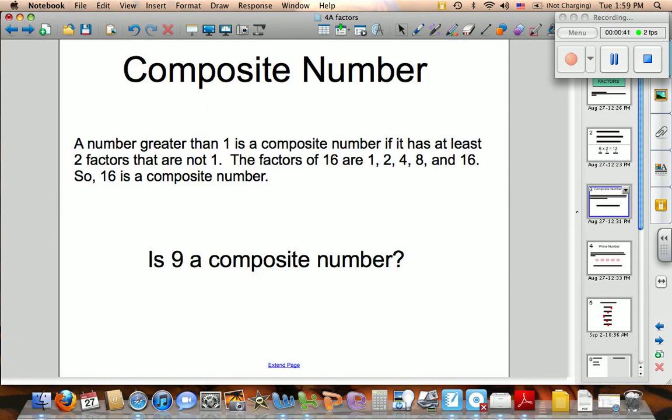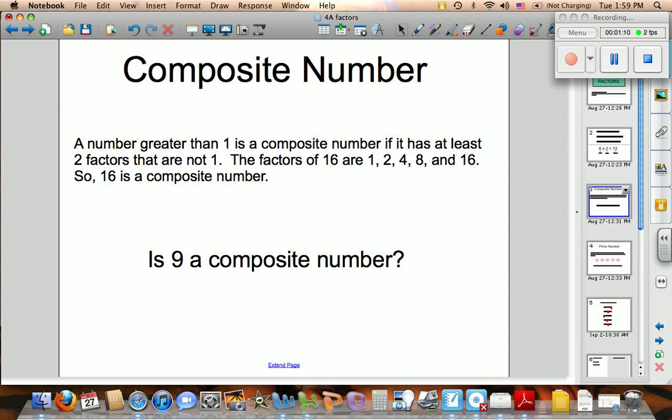There are a couple other vocabulary words you need to know to really understand factors, and the first is a composite number. So a number greater than 1 is a composite number if it has at least 2 factors that are not 1. The factors of 16 are 1, 2, 4, 8, and 16. Those are all the different combinations of numbers we can multiply to get 16. So 16 is a composite number.